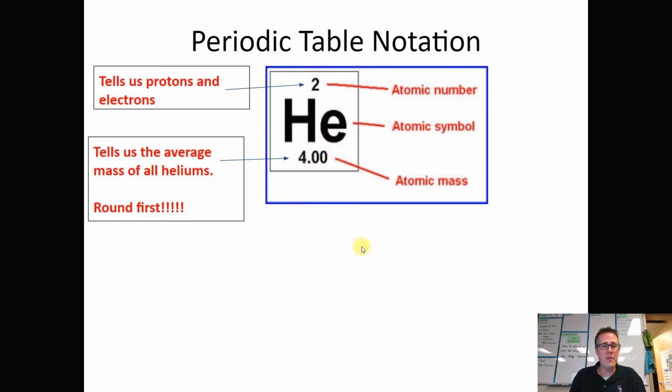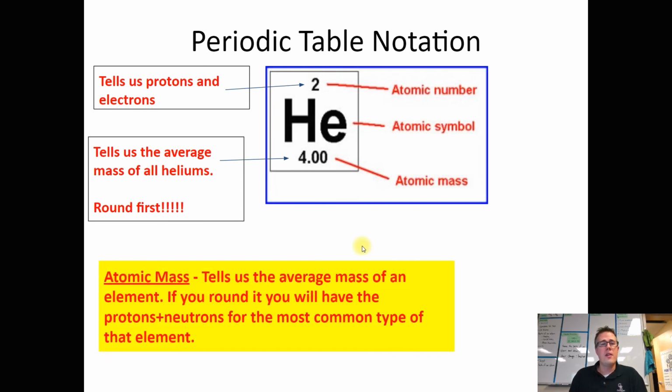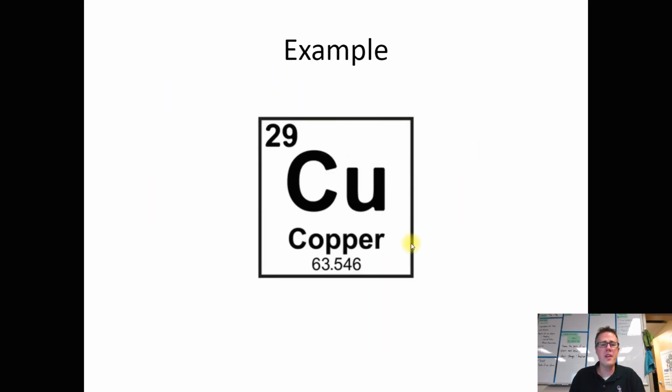So we can use this to figure out all the same stuff that we did with isotope notation. The top number tells us protons and electrons, but for the atomic mass, we have to round it first, since it tells us an average. So if you round it, it'll tell you the protons and the neutrons together for the most common of that type. Here's an example. Let's say that we have copper, and the atomic mass on the bottom is 63.546.